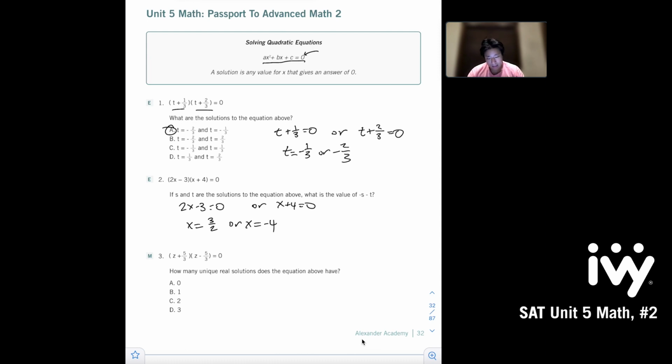So in this case, this is our s and our t. So the s and t can basically be evaluated as -3/2 minus -4, which is going to give us a value of 2.5, positive 2.5.